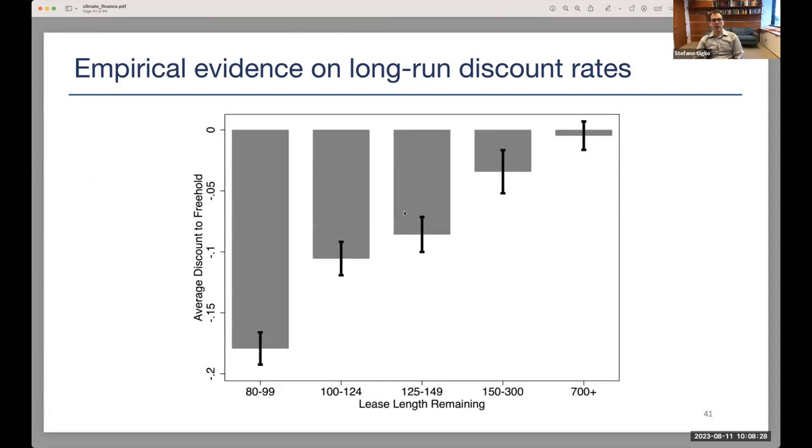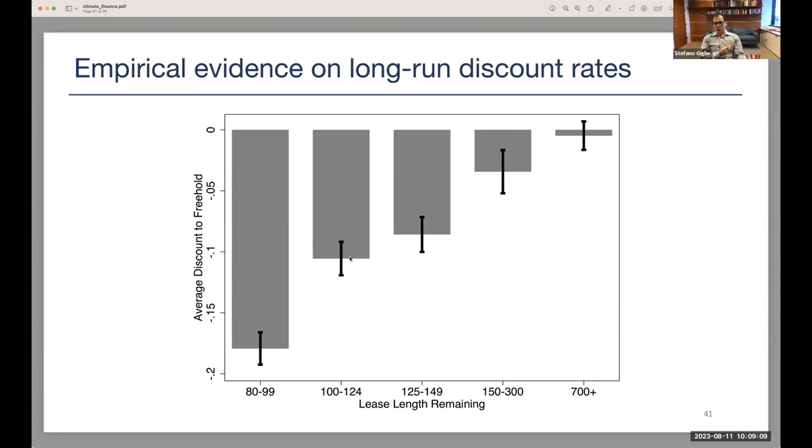In this paper, we measured the discounts for leaseholds of different maturity. So this is, for example, leaseholds with 80 to 99 years remaining. This is a discount relative to the freehold in log points. So it tells us basically, in the UK, leaseholds with about 80 to 99 years remaining have about a 15% discount compared to the freeholds. Leaseholds with about 100 to 125 years remaining have about a 10% discount with respect to the freeholds. So people are saying, I'm willing to pay 10% more to buy the freehold than the leasehold because I value having this house 100 years from now.